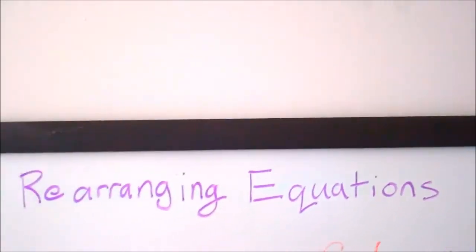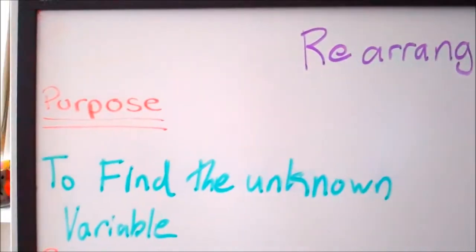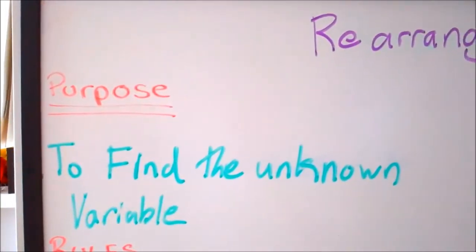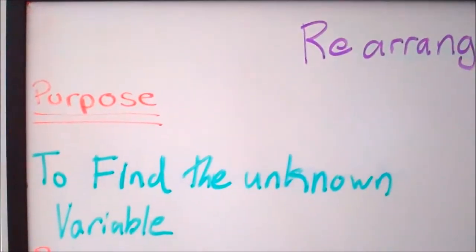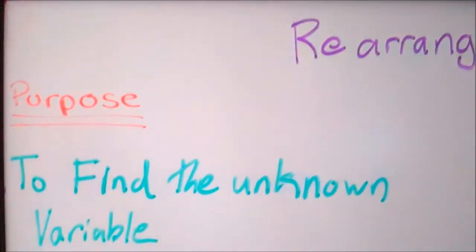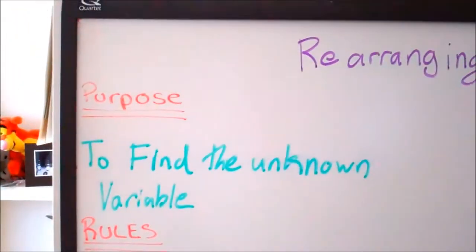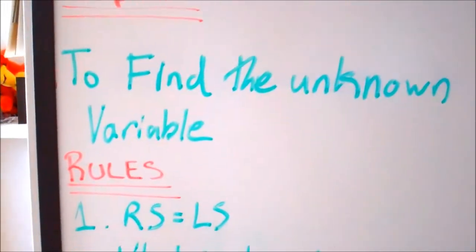So, before we begin, let's go through our purpose. The purpose of rearranging equations is to ultimately find the unknown variable, whether we're isolating for variable x or delta e. We always rearrange the equation so that we have our unknown variable on one side. So the rules are as follows.